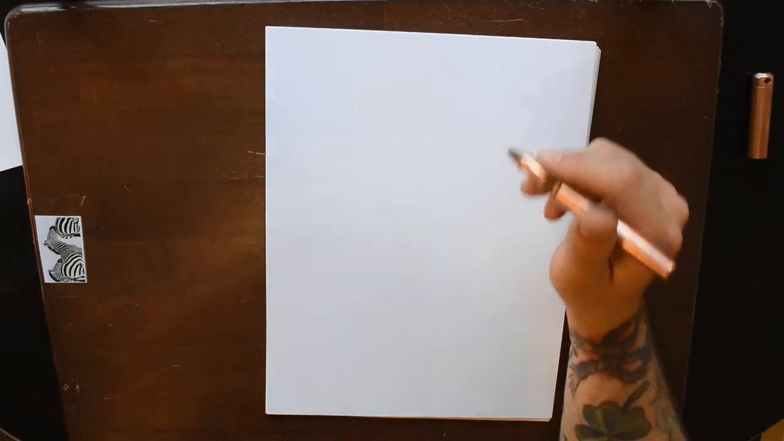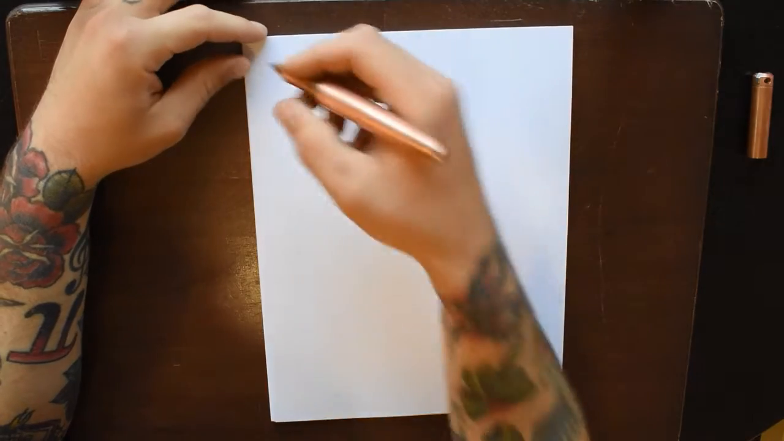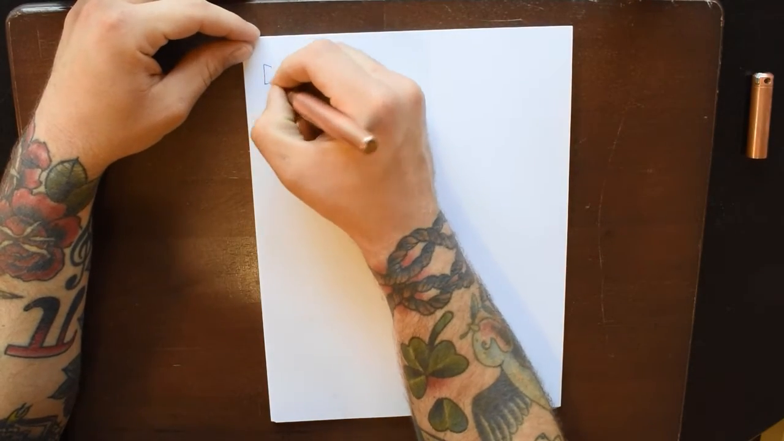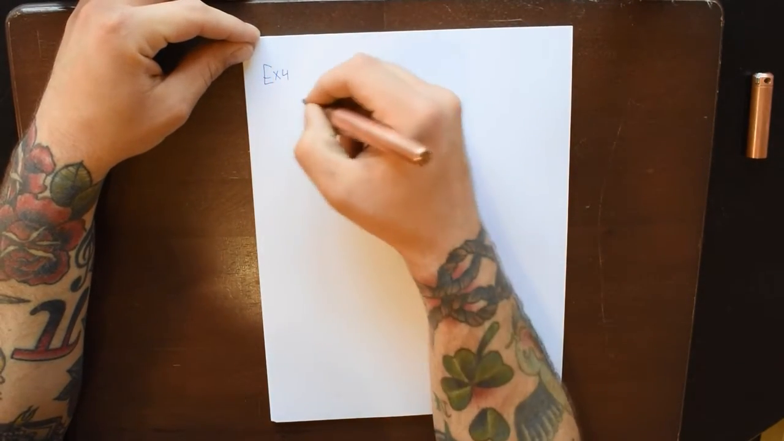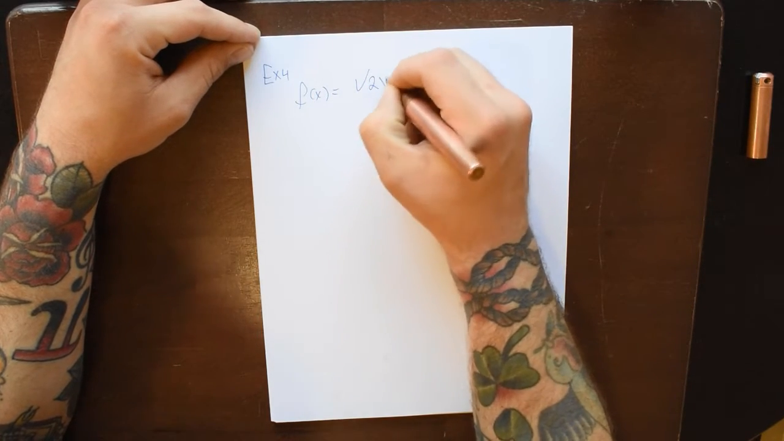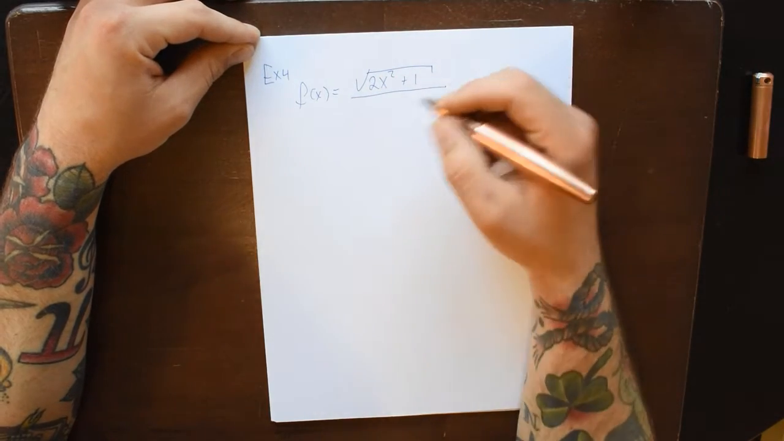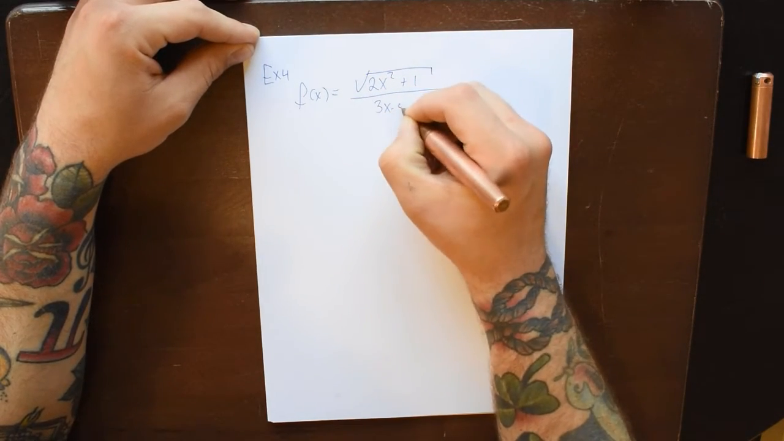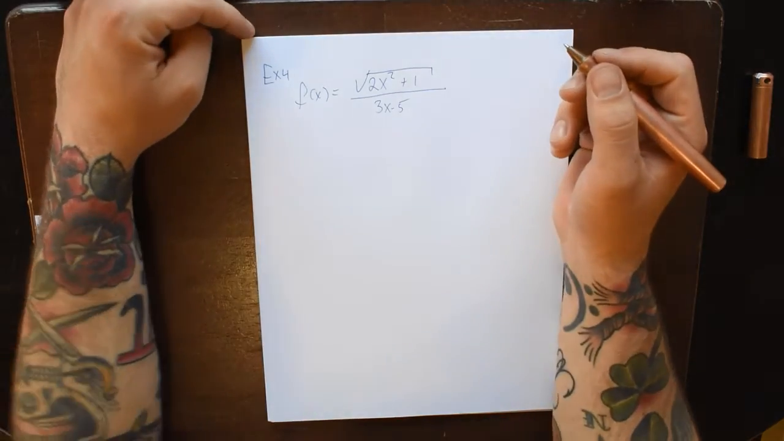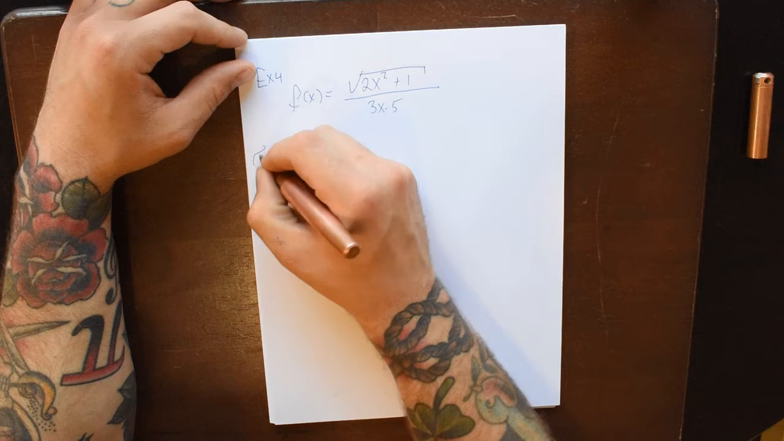Some more limits. Let's consider the function. This will be example 4. Let's consider the function f of x being equal to the square root of 2x squared plus 1, all divided by 3x minus 5. And what we want to do for this problem is we're going to find the horizontal and vertical asymptotes.